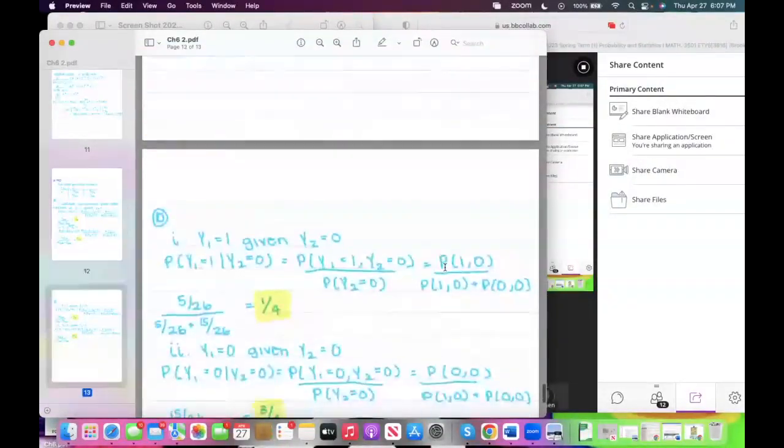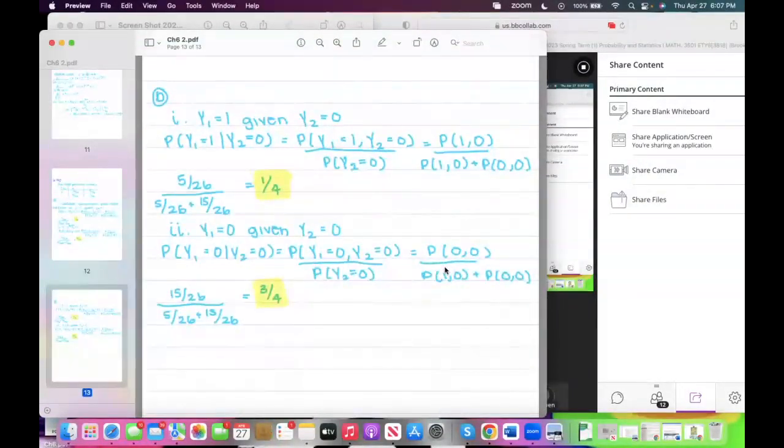And then the next one was if y2 was 0, you also have two opportunities. So you either get y1 is 1 or y1 is 0. So I plugged in the probability of (1,0) over (1,0) plus (0,0) because that's two options. And then taking from the chart, it was 5 over 26 over 5 over 26 plus 15 over 26, which gave 1/4.